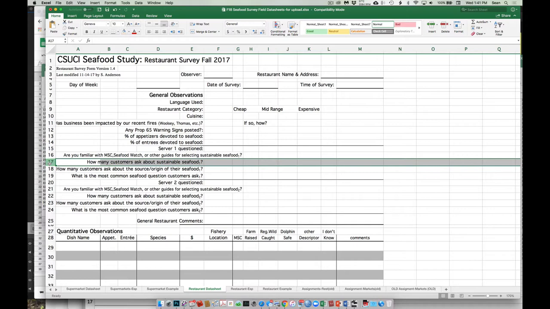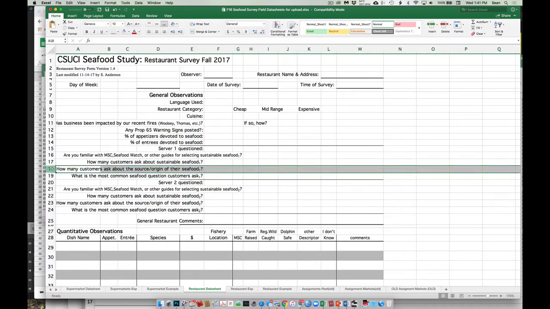Next is, how many customers ask about where their seafood comes from, like where it originates from? Same thing. Oh, no, nobody. Okay, then nobody. Good. Next, okay, so you've finished those questions. So my last question for you is, if anybody asks anything about your seafood on your menu, what's the most common thing they ask?